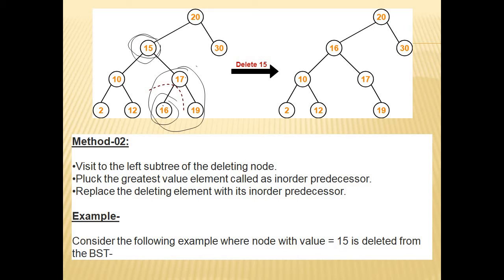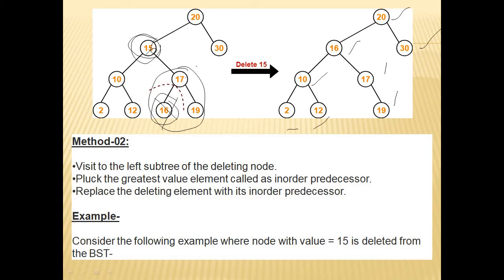That's enough. So this 16 is removed from here and we place it here. So the final tree is: 20, 30, here 16 which I replaced, and as usual 10, 2, 12, 17, 19 are there. This is method 1. There is another method, called the second method.